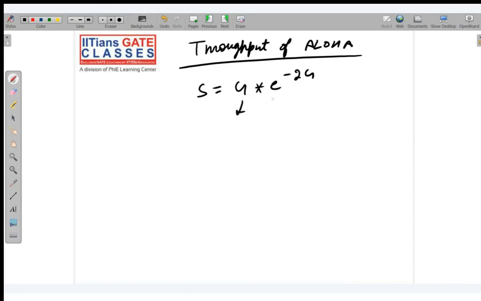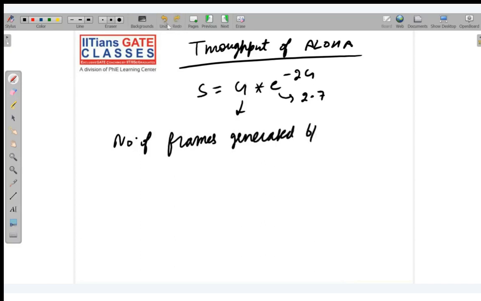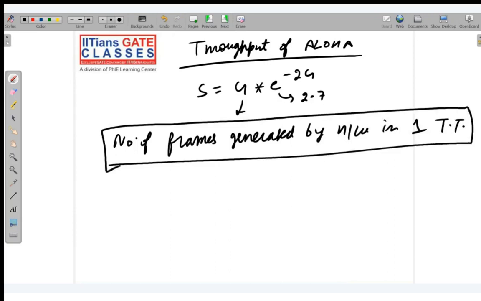Now what is this G? And e you already know, 2.7 something, the exponent e. And G is the number of frames generated by the network in one transmission time. Okay, in one transmission time, how many frames are generated by the network? That is represented by G. So throughput is S is equal to G into e to the power minus 2G. So let me solve one or two numericals so that you get more clarity. Take a snapshot. I will jump to the next slide.